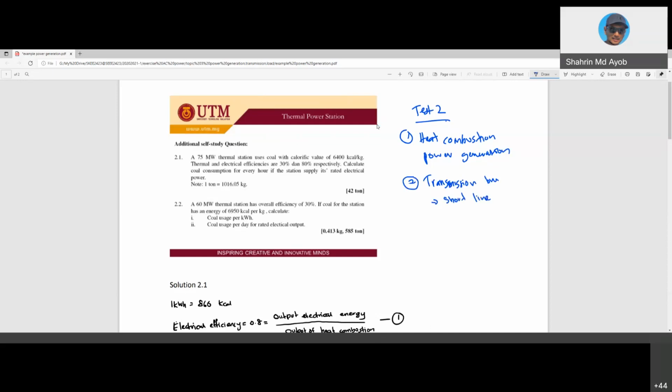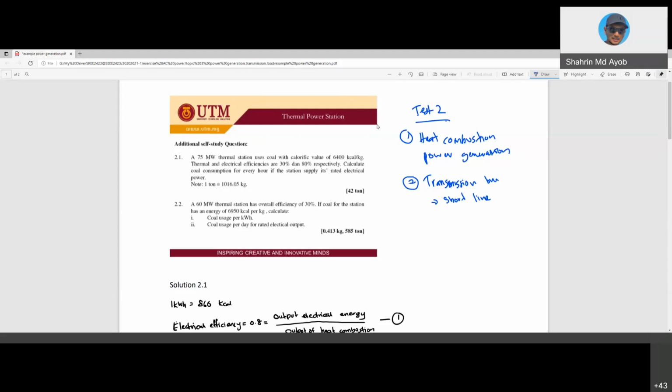Actually, the transmission line, we divide into three types. We have a short line, which is less than 80 kilometers, then we have a medium line and also a long line. For this test two, we only assess you on the short line. The short line is actually a very simple and straightforward theory, so I think we don't have any problems on the transmission line after this.